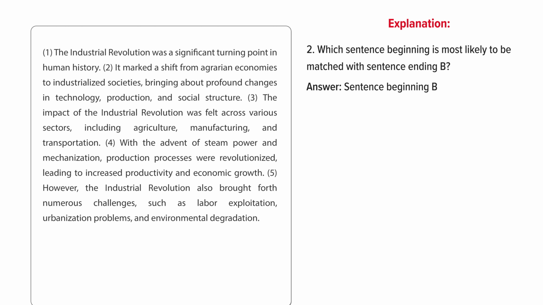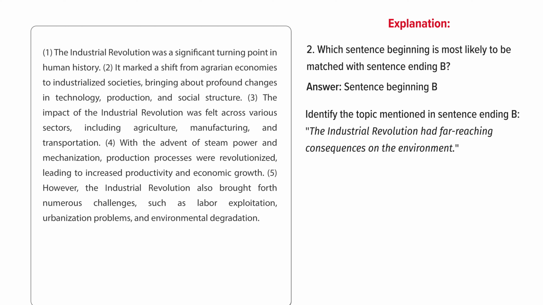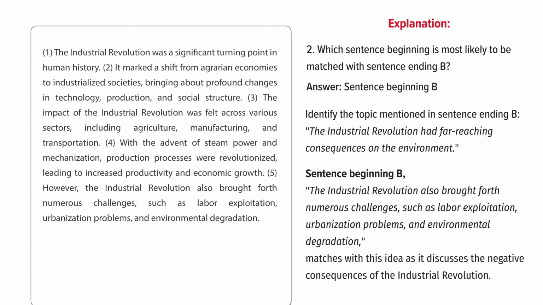2. To answer this question, identify the topic mentioned in sentence ending B. The Industrial Revolution had far-reaching consequences on the environment. Sentence beginning B, The Industrial Revolution also brought forth numerous challenges, such as labor exploitation, urbanization problems, and environmental degradation, matches with this idea as it discusses the negative consequences of the Industrial Revolution.